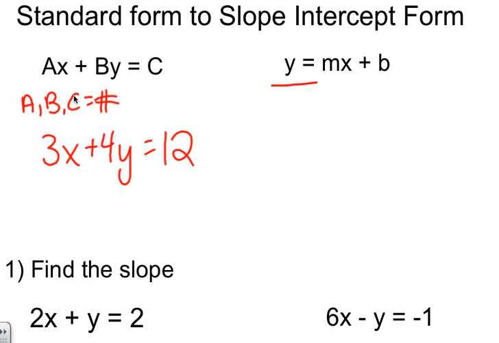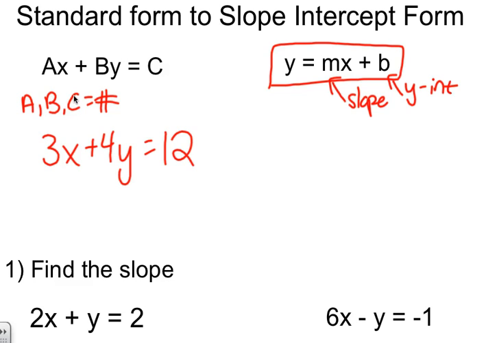You're most common or familiar with this form y equals mx plus b, which is slope-intercept form where m is your slope and b is your y-intercept. Okay, that is probably the easiest way to graph a line and the one that you're most familiar with.